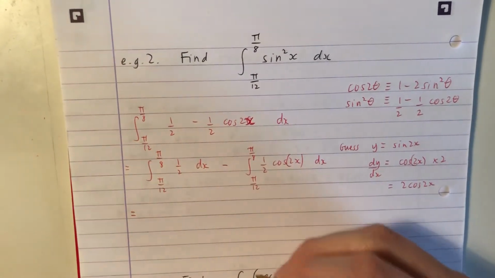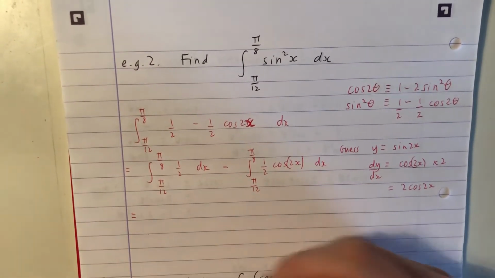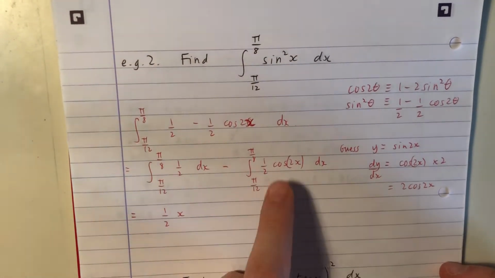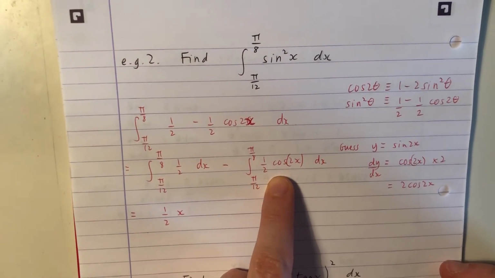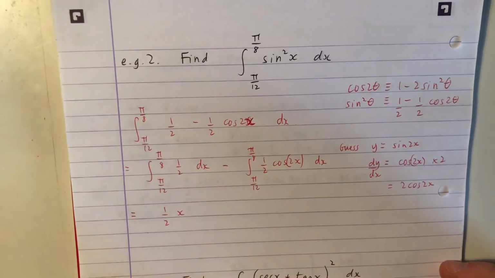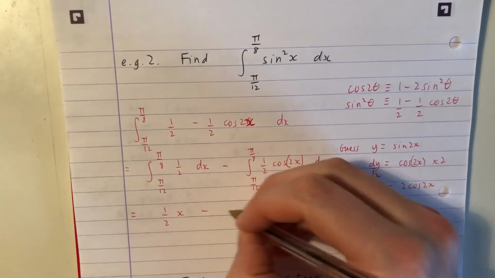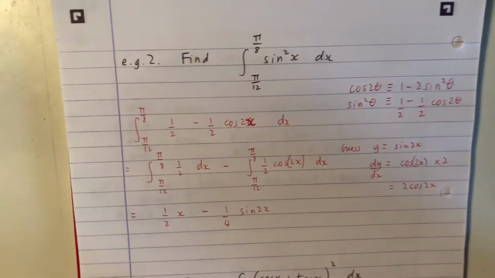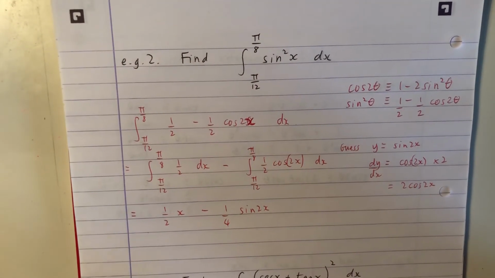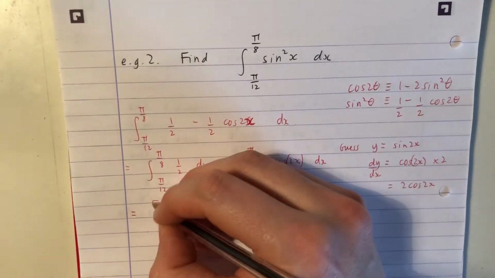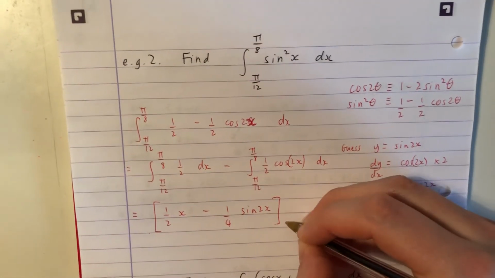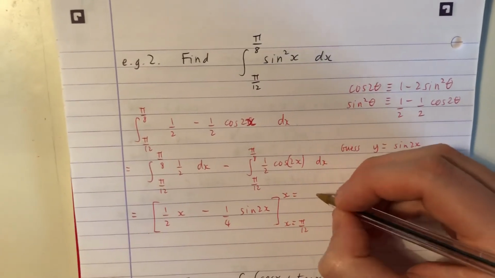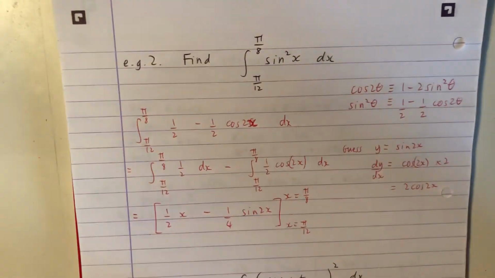So this is equal to a half, you should know, goes to a half x. This is out by a factor of 4, so my guess needs to be divided by 4. So I'm subtracting a quarter of my guess. And do I need a plus c? Not for definite integration. That's between x is pi by 12 and x is equal to pi by 8.